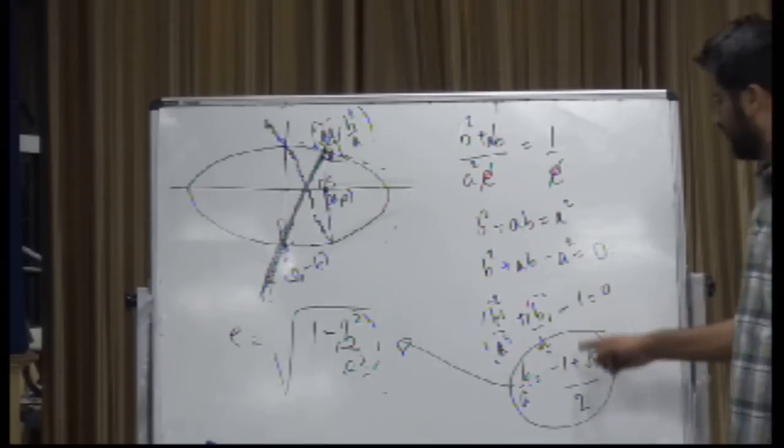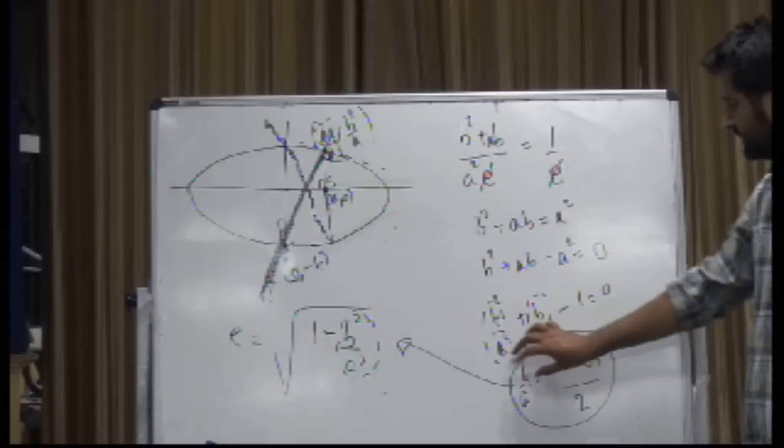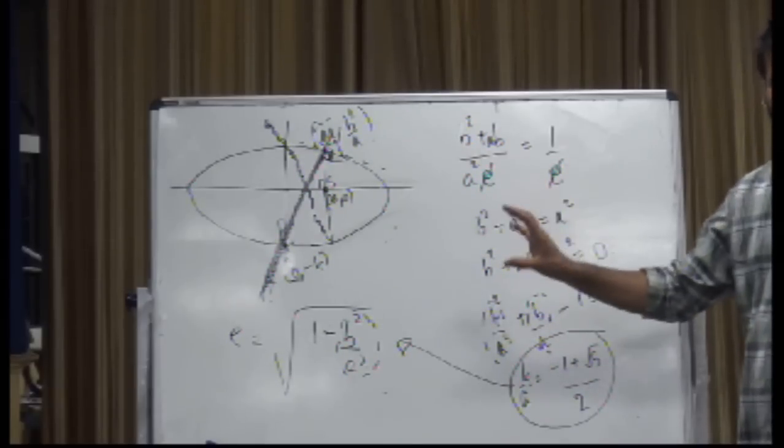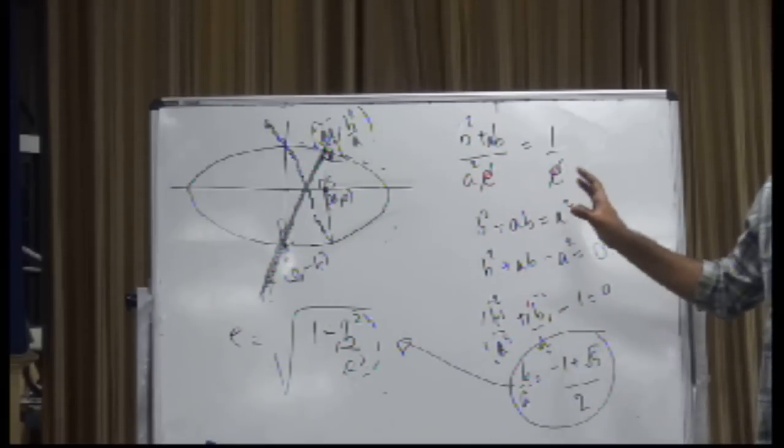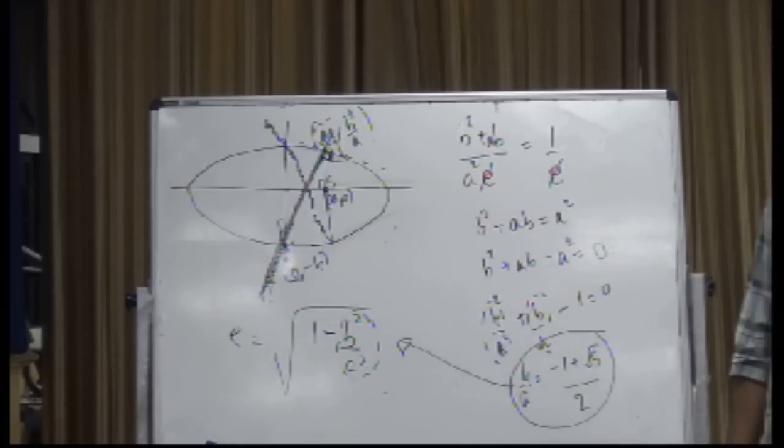This one? Or this minus value? Because these both are lengths. B is also a length, A is also a length. Right? So B upon A is a positive quantity, since both lengths are positive. Okay.